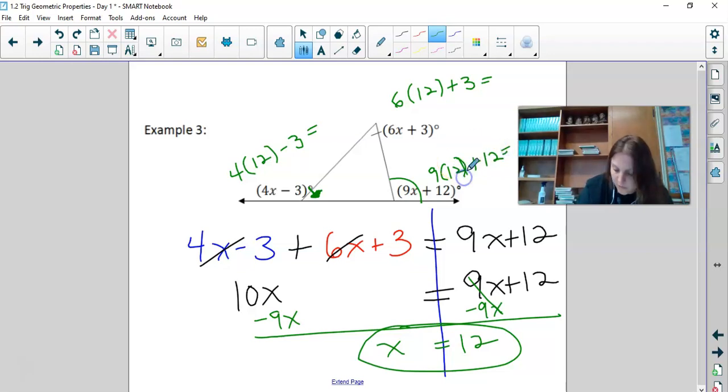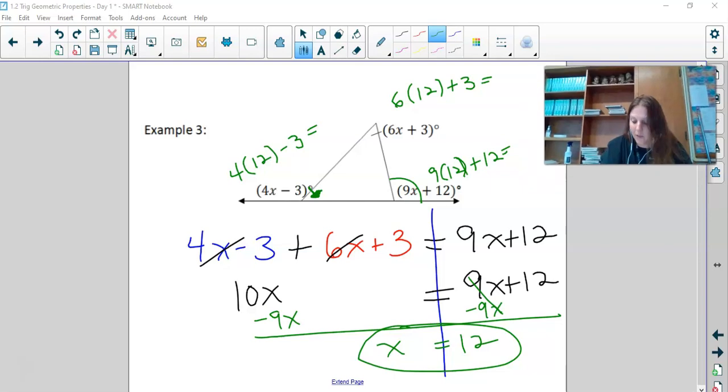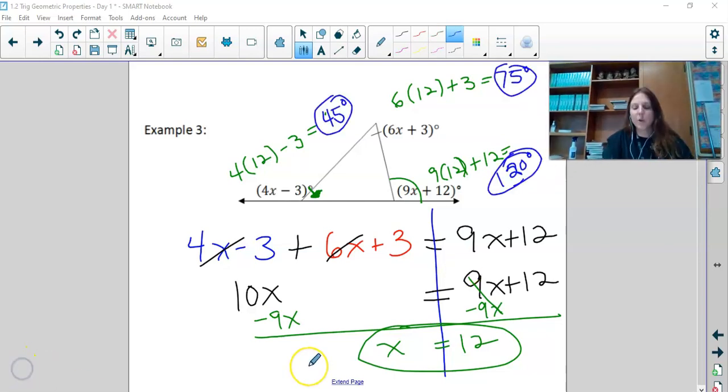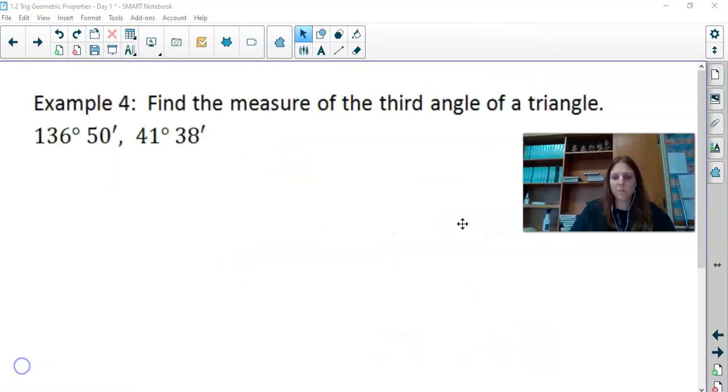So go ahead and do the calculations on your calculator. Unlike the other questions, this one's not going to add up to 180. Instead, the definition said that these two angles here, the 45 and the 75, will equal this exterior angle. And if you add them, 45 plus 75 does equal 120, so it works.